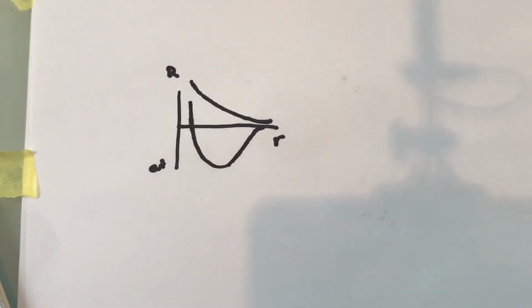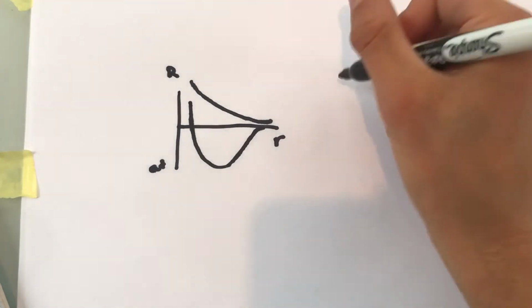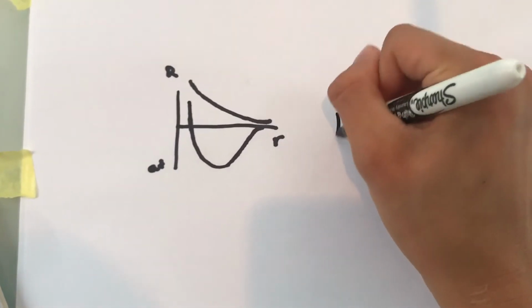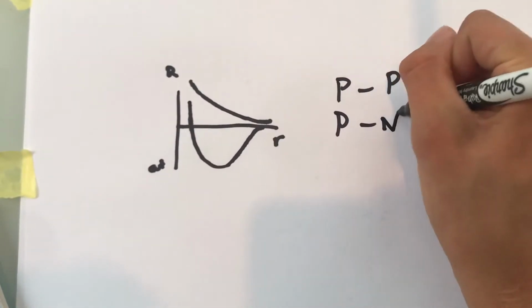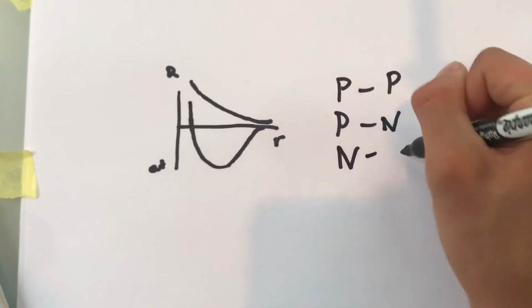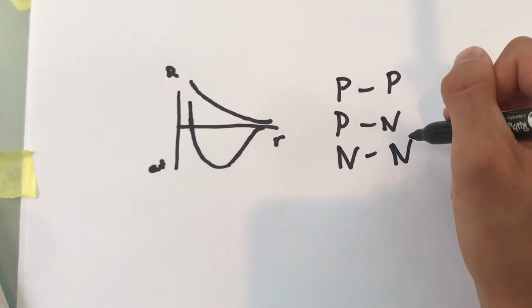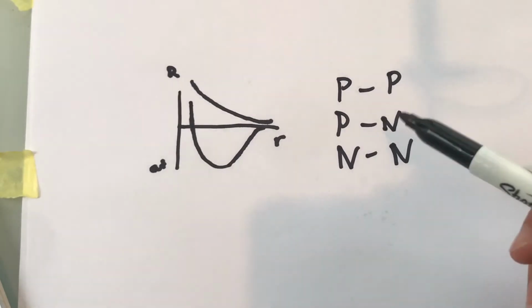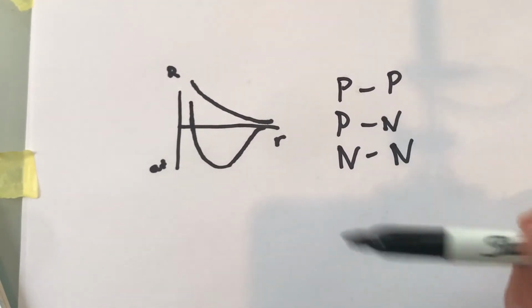There are 3 types of interactions that can occur in the core. You have proton on proton interaction, proton on neutron interaction, and then, of course, neutron on neutron interaction. And the nuclear force needs to act on each of these interactions somehow.